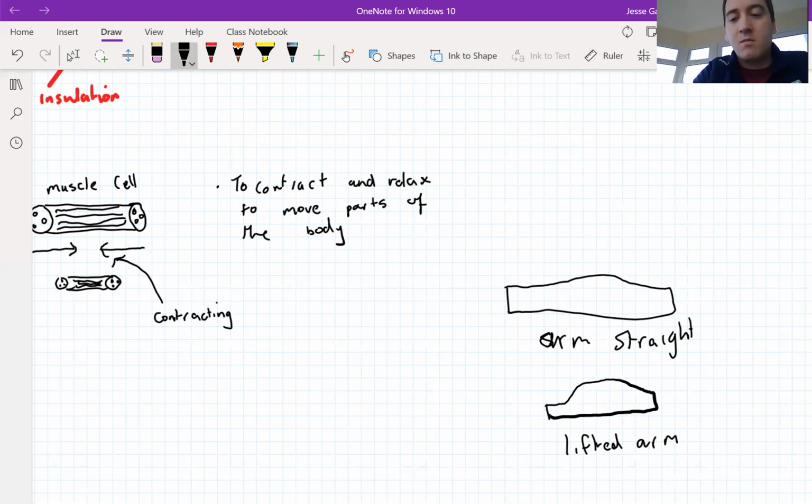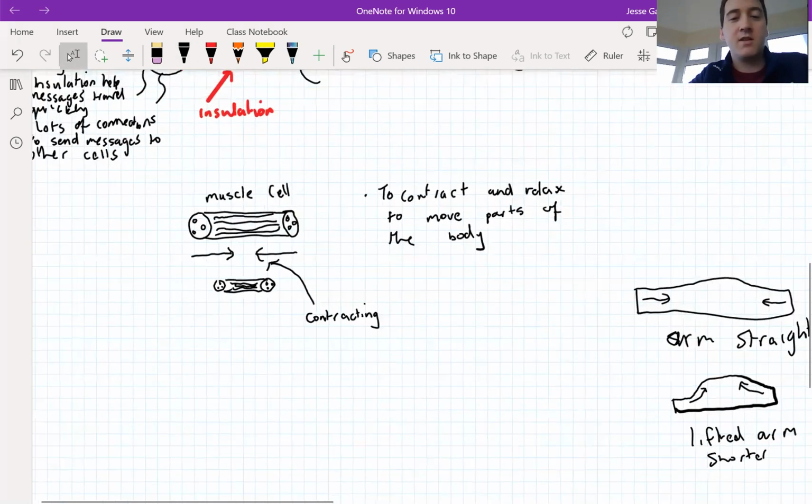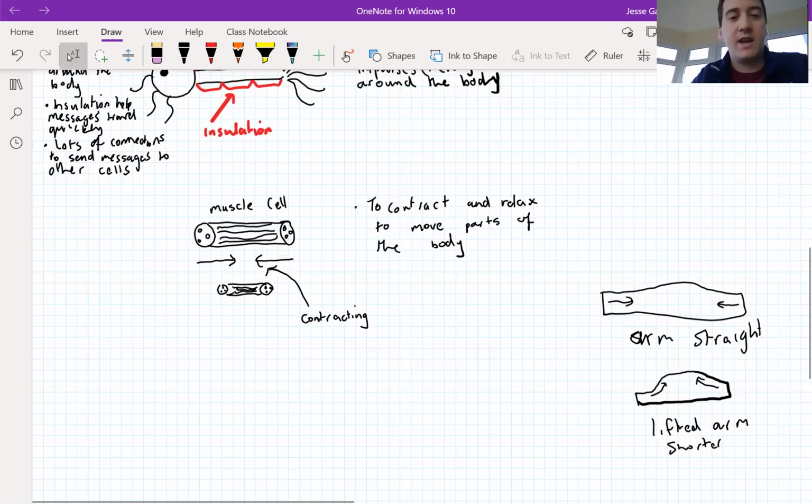So all the mass of the muscle goes into the middle. Basically, this gets shorter when we lift our arm and all the muscle collects up here. So the muscle is shorter. We say it has contracted. The whole muscle gets shorter, and that's what makes your arm move. It pulls up on the bottom part of your arm and it lifts your arm. Now, if I was able to see you, I'd show you exactly how to do that, but hopefully you're able to follow that.